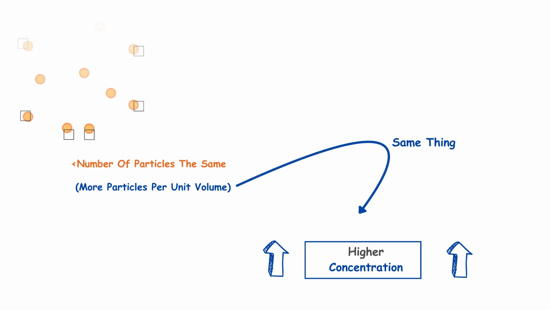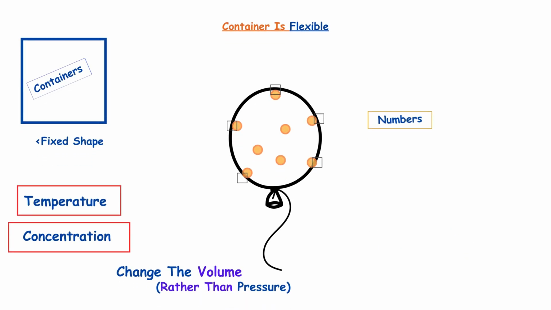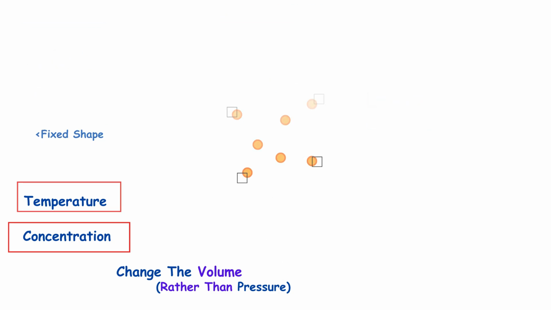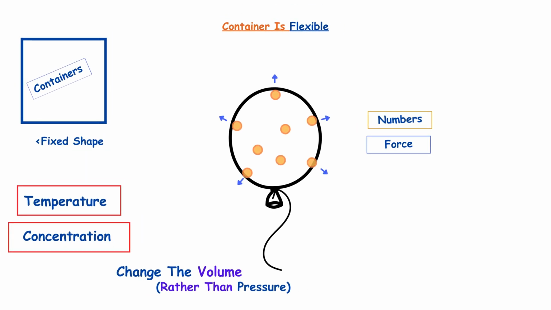Now, one final point to mention is that not all containers are rigid and fixed in shape. In some situations, such as with a balloon, the container is flexible and capable of expanding or contracting. In these cases, when the gas inside gets hotter or the number of gas particles increases, the pressure may not rise dramatically. Instead, the balloon might simply expand in response to the increased collisions or higher kinetic energy. In reality, what usually happens is a combination of both.